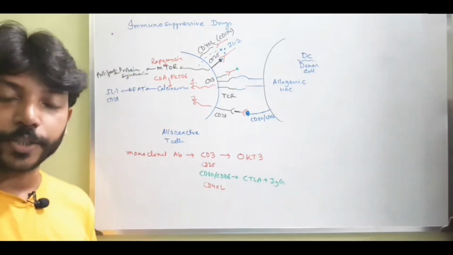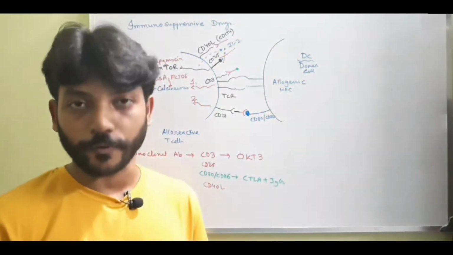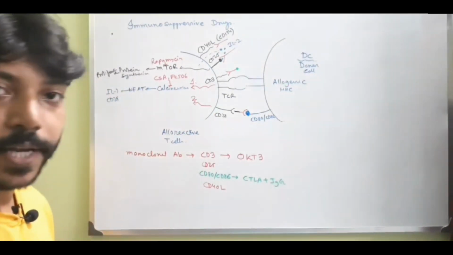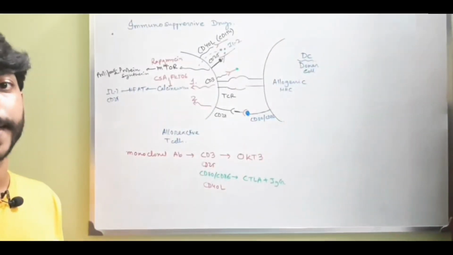I have mentioned that azathioprine, cyclophosphamide, methotrexate and mycophenolate mofetil, all these molecules can prevent the cell cycle because they prevent the formation of DNA and RNA.